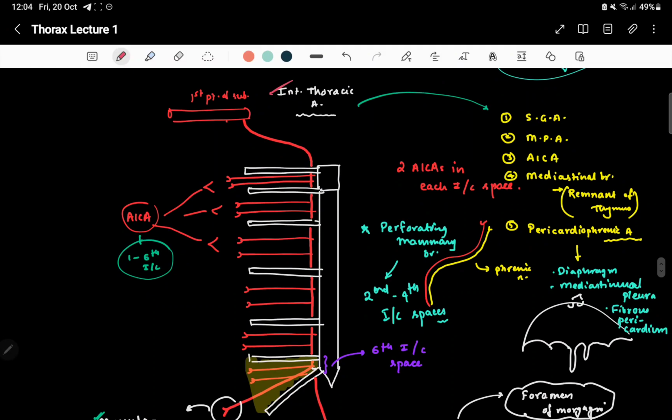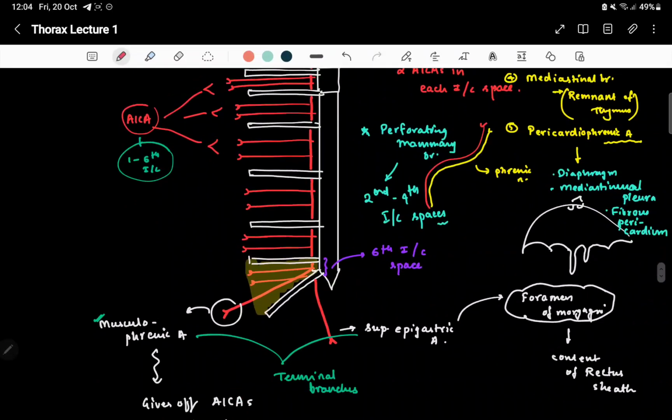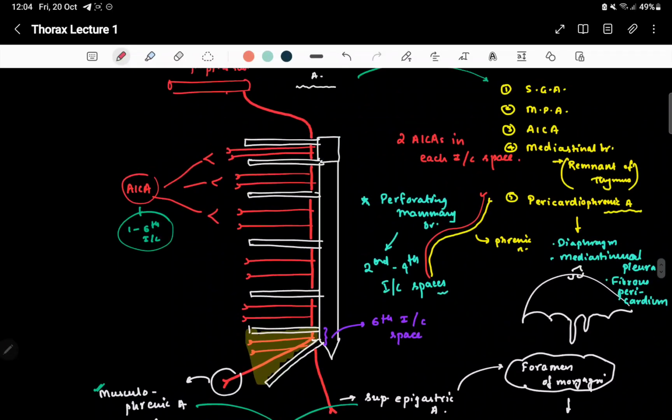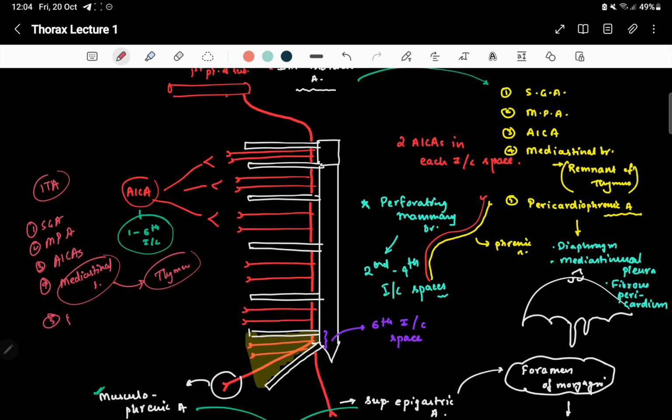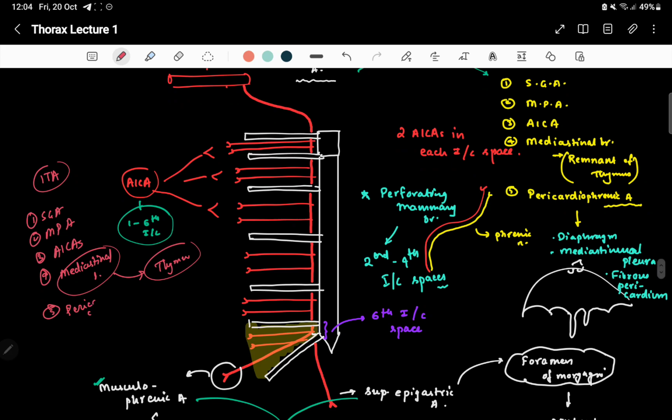Then internal thoracic, we saw how it gives branches. So 5 branches of this internal thoracic: the superior epigastric artery, the musculophrenic artery, the AICAs are given, okay. Then the mediastinal branch is there, it supplies the thymus gland, okay. And the fifth one is your pericardiophrenic arteries, okay, understood.